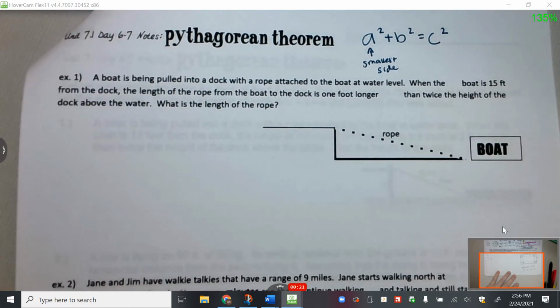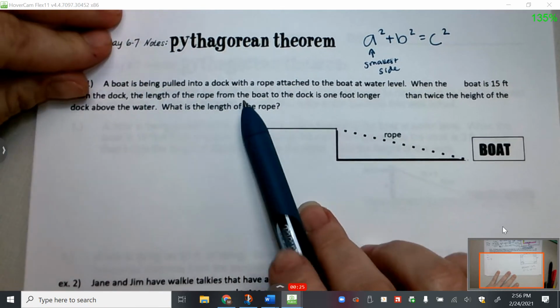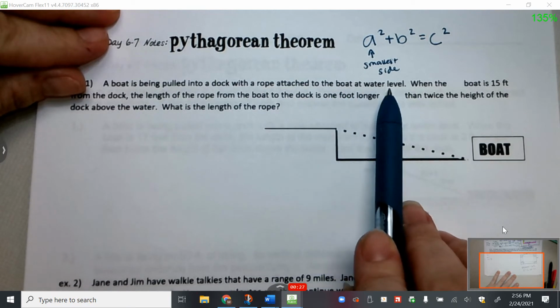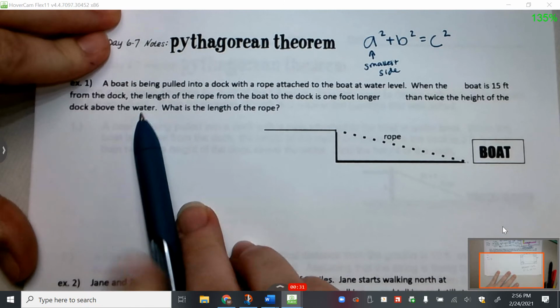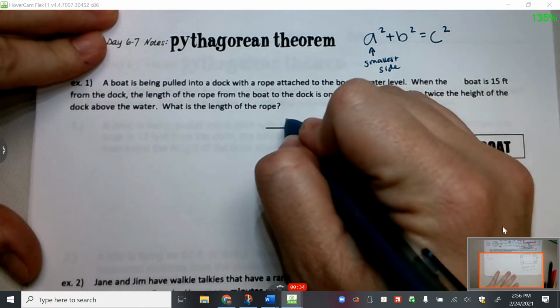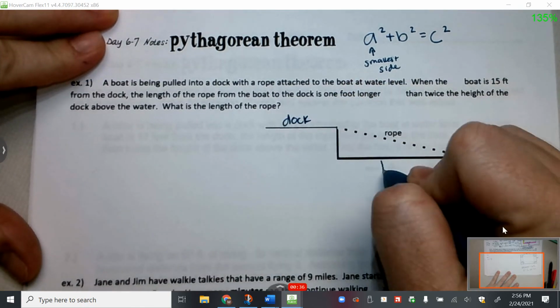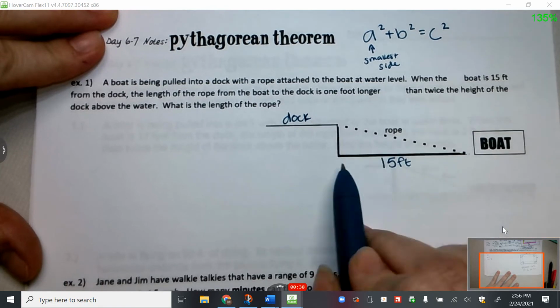Okay, so a boat is being pulled into a dock with a rope attached to the boat at water level. Okay, when the boat is 15 feet from the dock, okay, so I know that here's the dock. I know that it's 15 feet boat to dock.